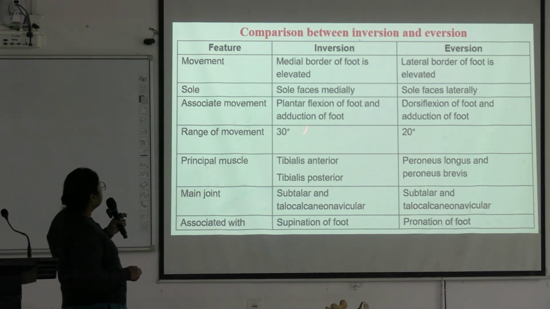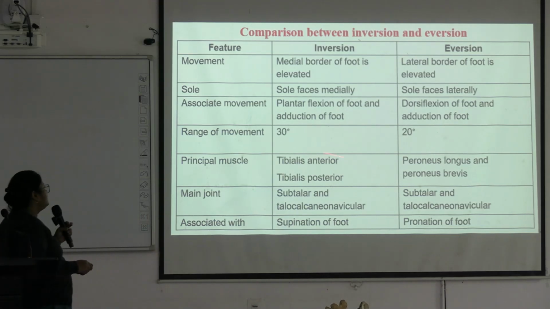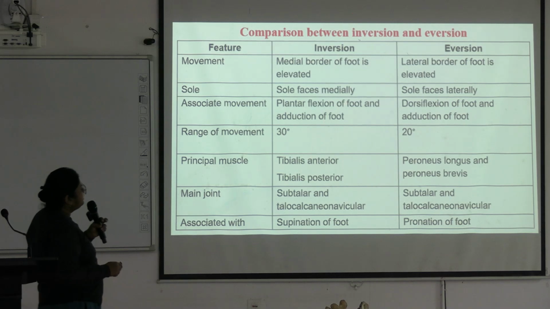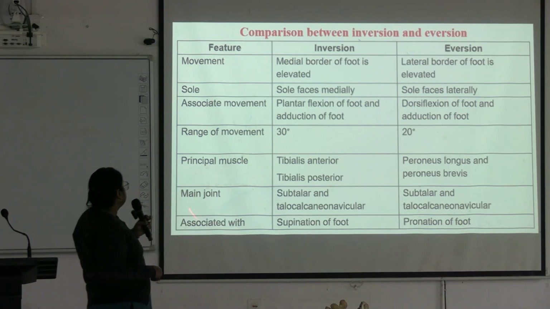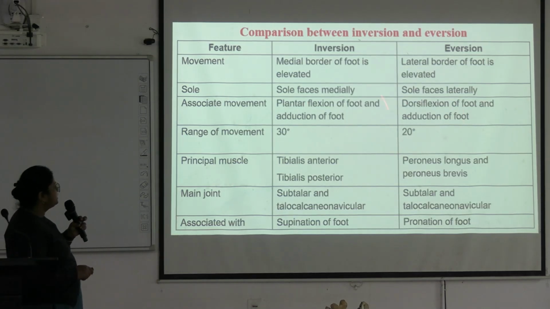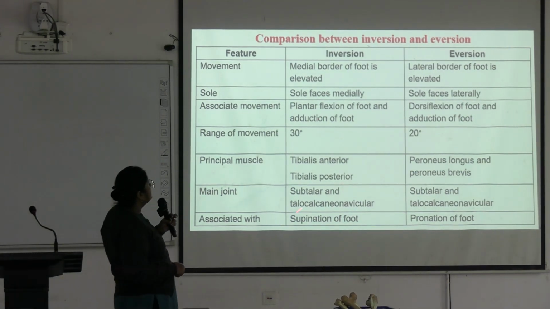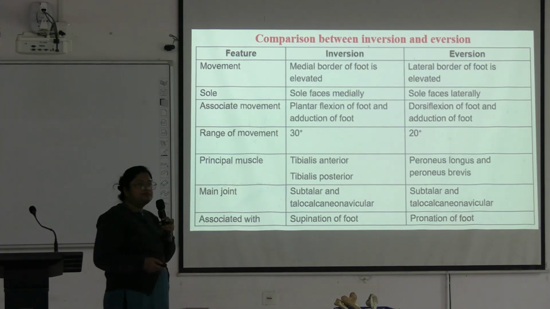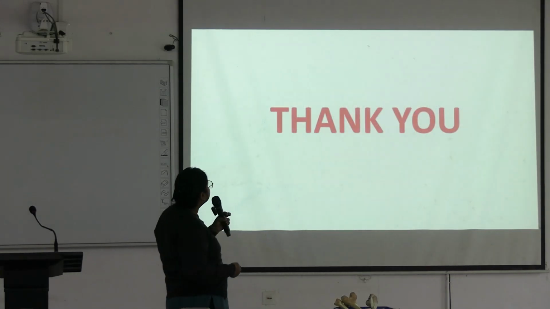Range of movement is 30 degrees for inversion and 20 degrees for eversion. Principal muscles are tibialis anterior and tibialis posterior for inversion, and peroneus longus and peroneus brevis for eversion. The main joints involved are the subtalar and talocalcaneonavicular joints. In both cases, these two joints are involved. Inversion is associated with supination of the foot, and eversion is associated with pronation of the foot. So these are the differences between inversion and eversion of the foot.